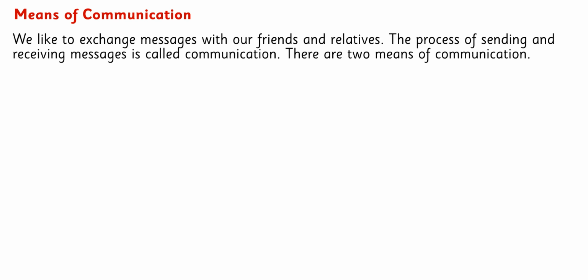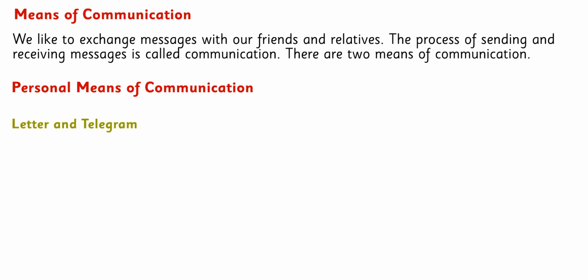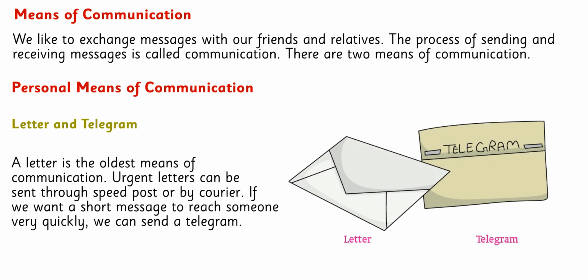Means of communication. We like to exchange messages with our friends and relatives. The process of sending and receiving messages is called communication. There are two means of communication. Personal means of communication. Letter and telegram. A letter is the oldest means of communication. Urgent letters can be sent through speed post or by courier. If we want a short message to reach someone very quickly, we can send a telegram.